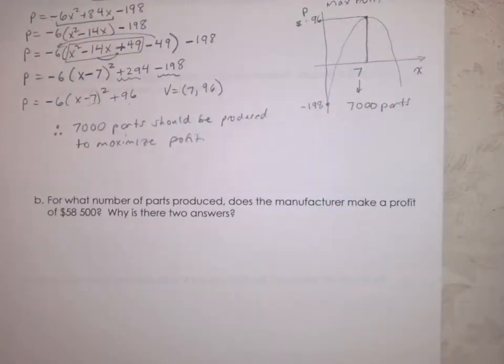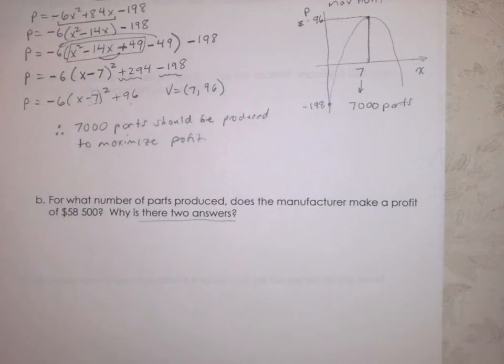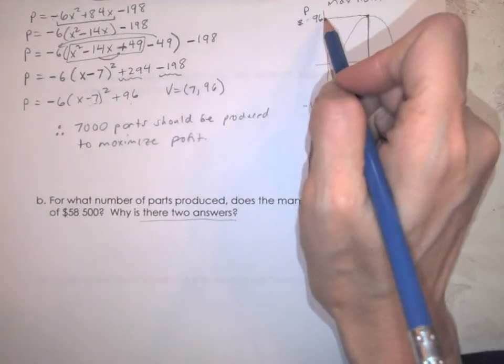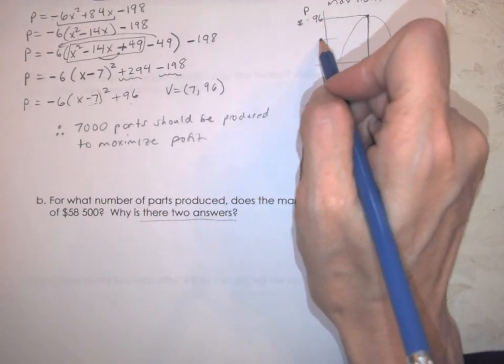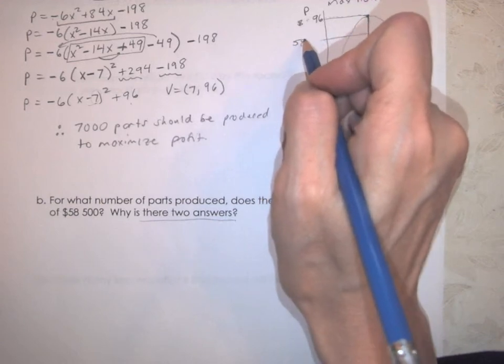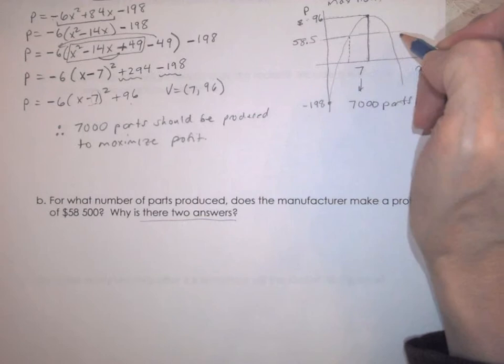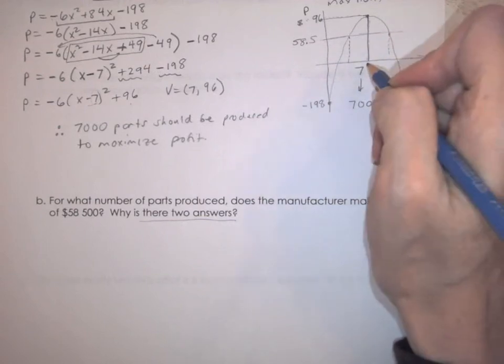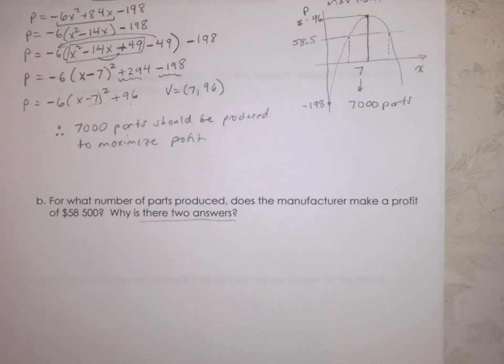Okay, part B: for what number of parts produced does the manufacturer make a profit of $58,500? And why are there 2 answers again? There's going to be 2 answers, similar to the last question. We can see that this is $96,000. So say 58 was about here, 58,500, so 58.5. We can see then that there'd be 2 numbers of parts, one more than 7,000 and one less than 7,000, that would lead to a profit of 58,500.